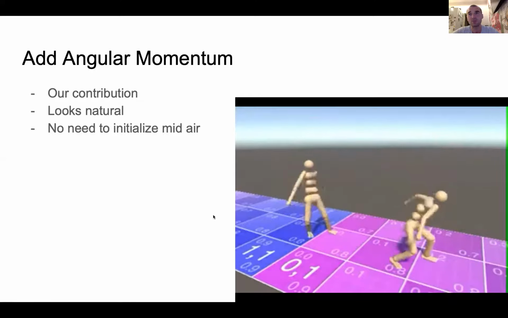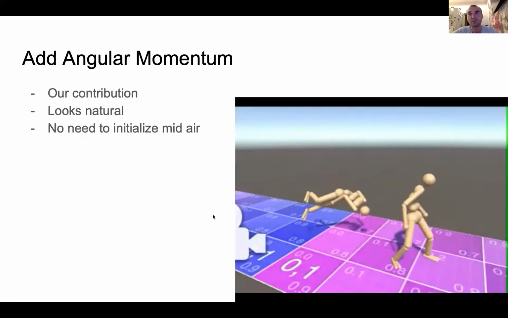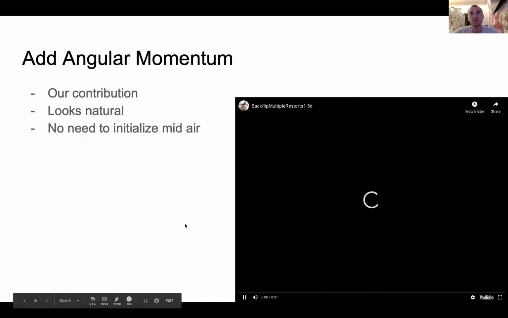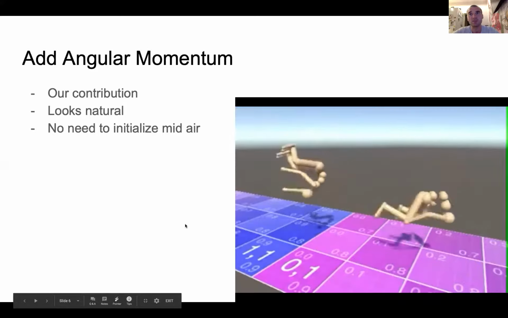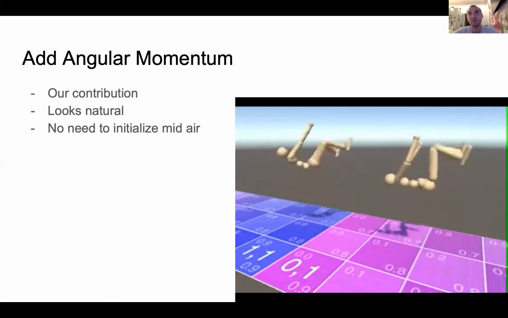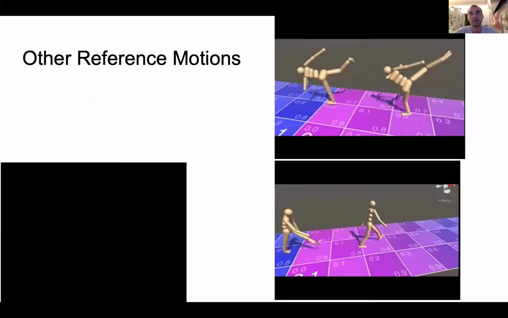and also we used angular momentum. With angular momentum in the reward term and in the observations, the agent learns to do a backflip without the need to initialize it mid-air during training.